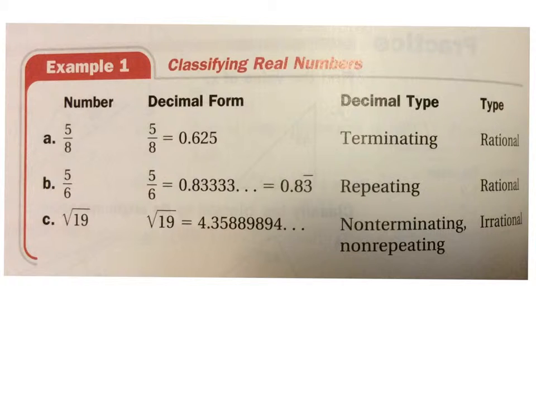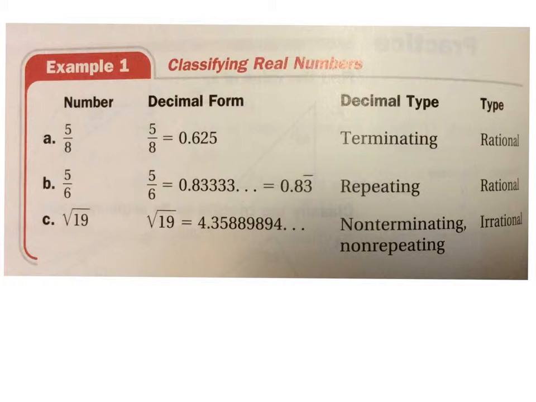In our first example, A, we have the fraction 5/8. If you convert 5/8 to its decimal form, we get 0.625. That goes in evenly. That means we have a terminating decimal, and therefore this is a rational number. Looking at example B, the fraction 5/6, when we divide 5 by 6 to convert to decimal form, we end up with a repeating decimal, 0.83333, repeating to infinity. Because it's repeating, this is a rational number.